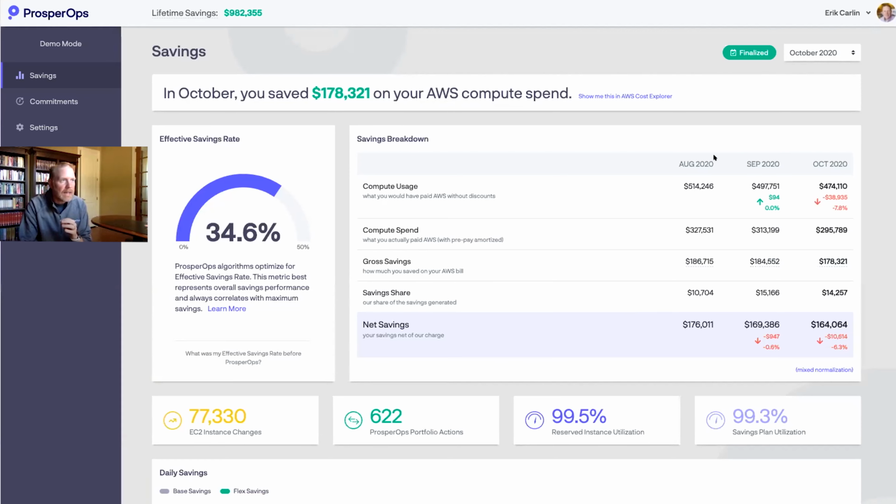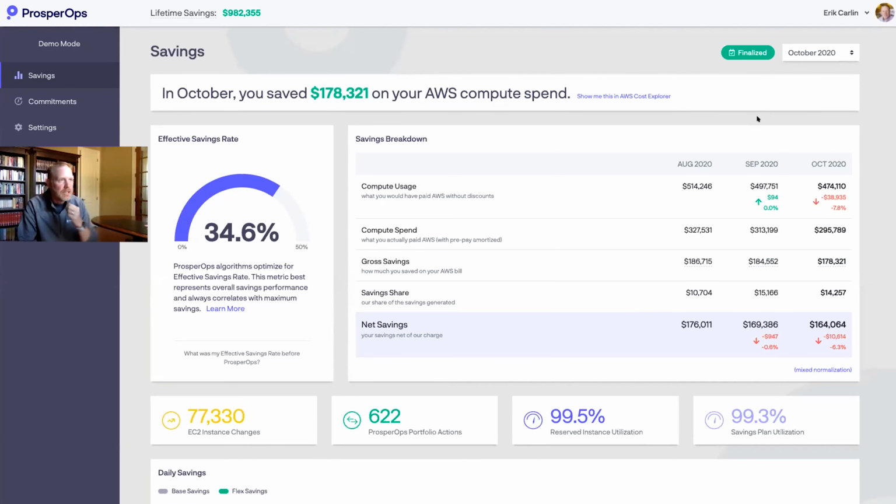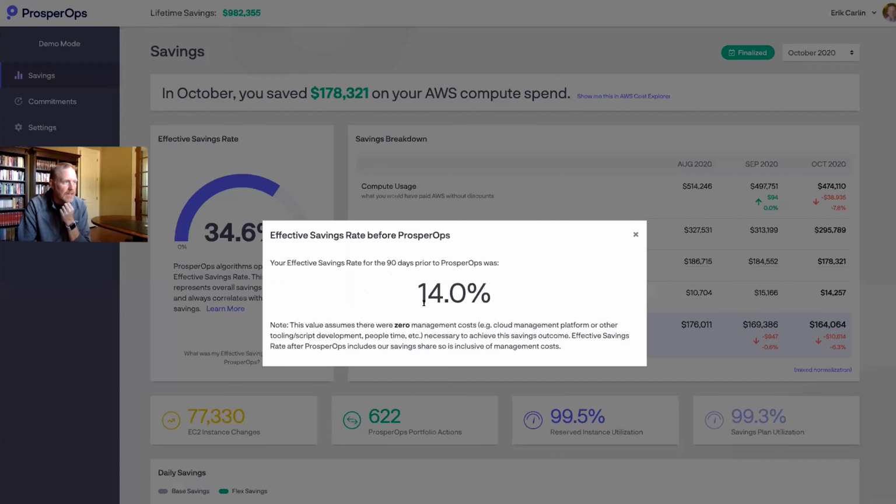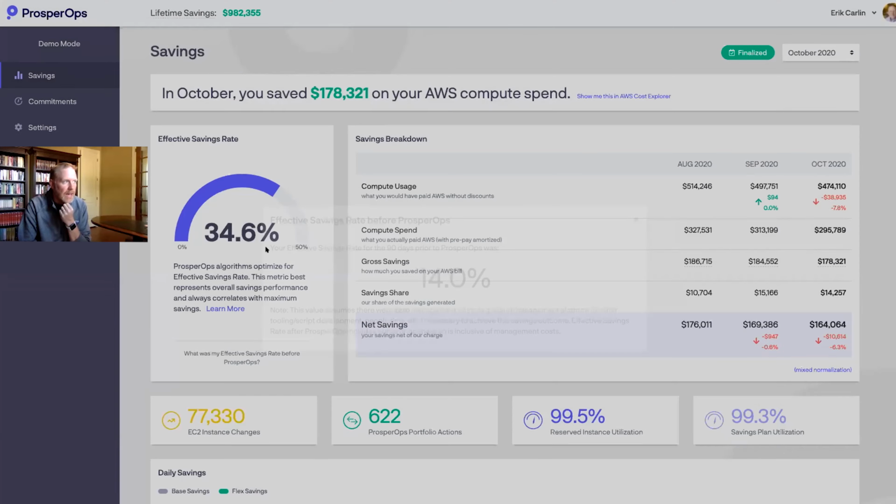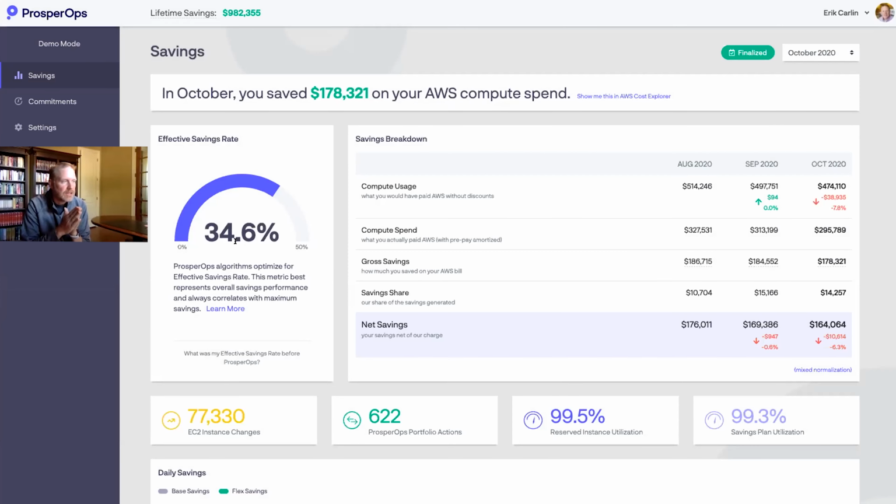So what we're looking at here is the month of October. This just finalized in AWS, so we're looking at final data. You can see here our chief KPI is the effective savings rate. So prior to our service, we benchmarked this, they were at 14%. They're now at 34.6%. So a significant increase. This will go up even further. We will get them above 40% over time, but a drastic increase in their effective savings rate.